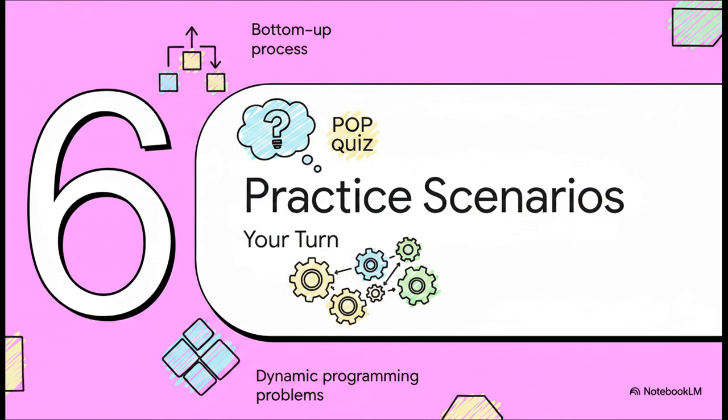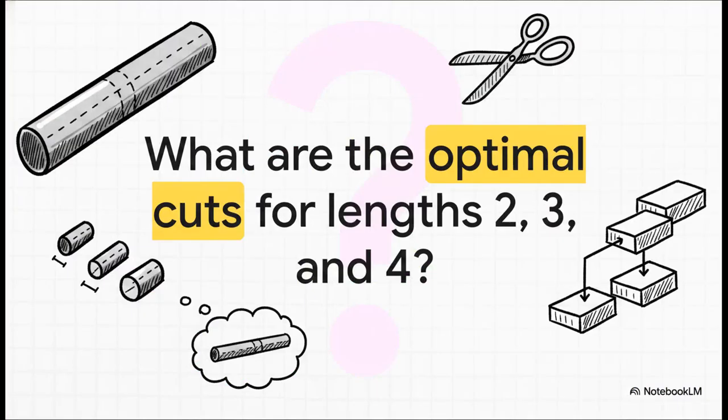Okay, part 6, practice scenarios. It is your turn. All right, class, time for a quick pop quiz to see if this bottom-up process is really clicking for you. Using the initial price table we looked at the beginning of the explainer, I want you to mentally reconstruct the bottom-up array. What are the optimal cuts and the maximum revenues for rod lengths of 2, 3, and 4? Take a second to think through the logic. And remember, sometimes the best cut is no cut at all.